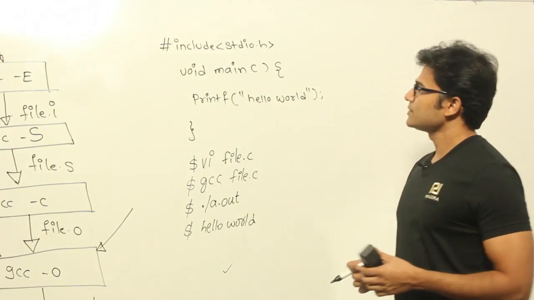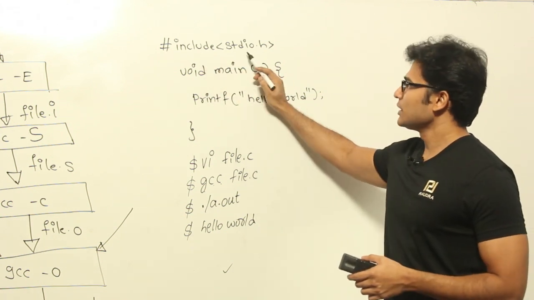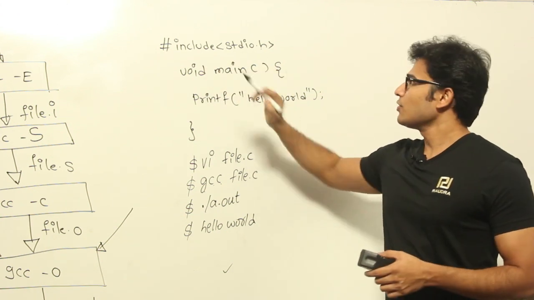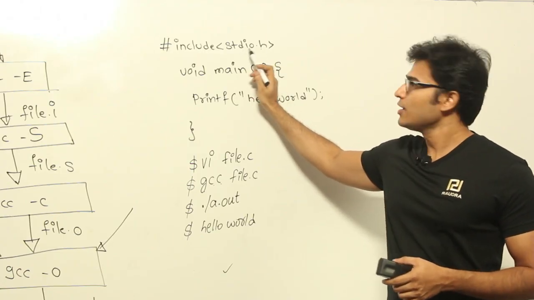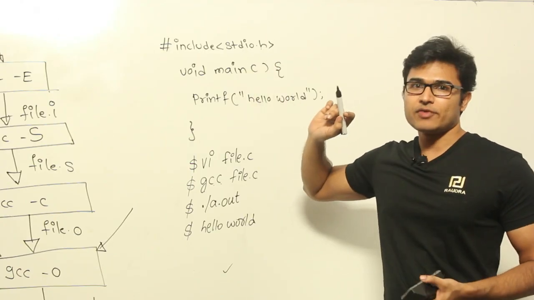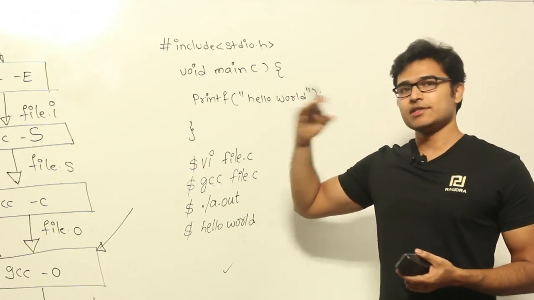Now if you see various lines in this program, the first line is containing #include <stdio.h>. Now stdio.h means it is a header file. .h means it is a header file, right? So what is a header file? Exactly what it is, we shall see later.